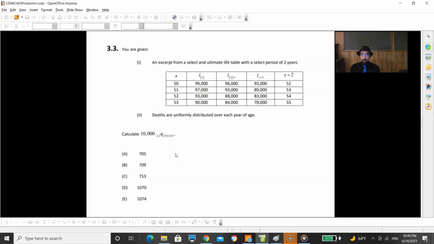Alright, this is actually a relatively straightforward one. The only difficulty is these fractional years, but again, you look at this and you ask, how old is the person right now? 51 and a half. But not just any 51 and a half year old. Someone who's selected at age 51. So, for our total population, we want something between this 97,000 and this 93,000. And since it's exactly halfway between, we're at 0.5, we know the denominator of our fraction is going to be 95,000, halfway between these two.